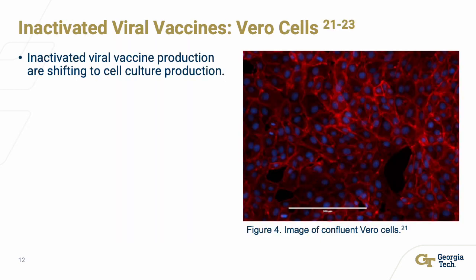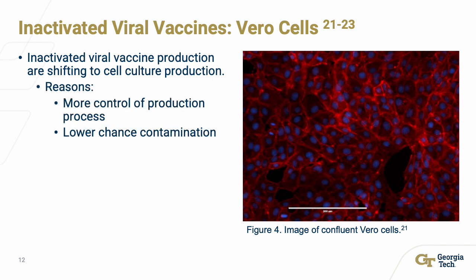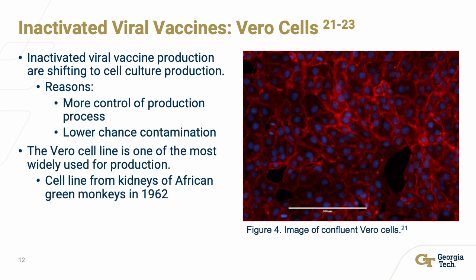To address the limited availability of chicken embryonic eggs, production of inactivated viral vaccines is shifting towards cell culture production. Because production is now within a bioreactor and not an egg, there's more control over the production process and less introduction of contaminants.